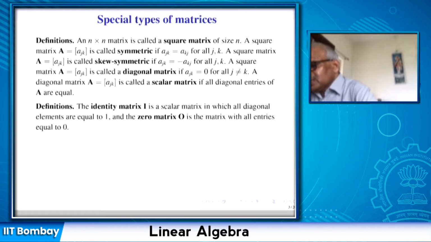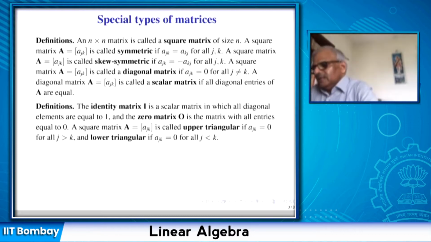A matrix is called upper triangular if ajk is 0 for j bigger than k, which means that entries below the principal diagonal are all equal to 0. Okay. So if at all there are non-zero entries, they can be on the principal diagonal or they can be above the principal diagonal. But all the entries below the principal diagonal, they are 0. So this is called upper triangular.